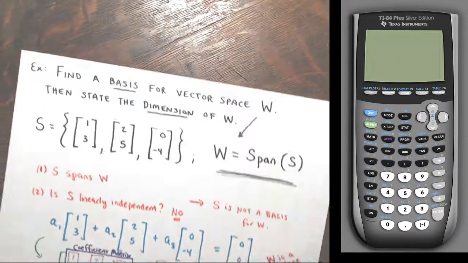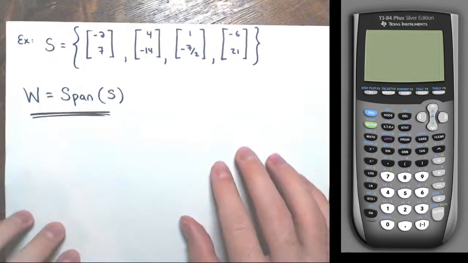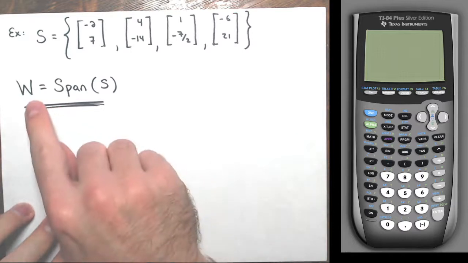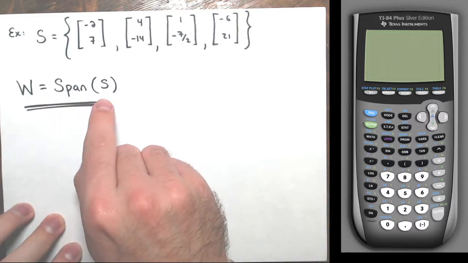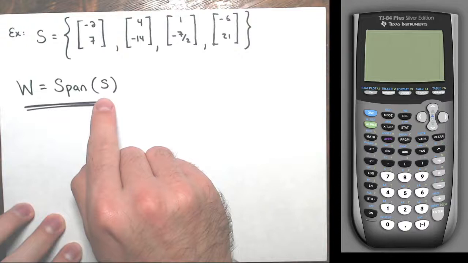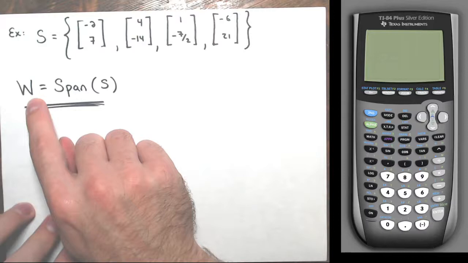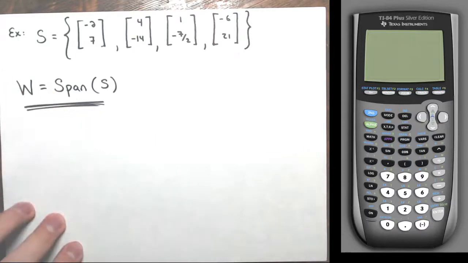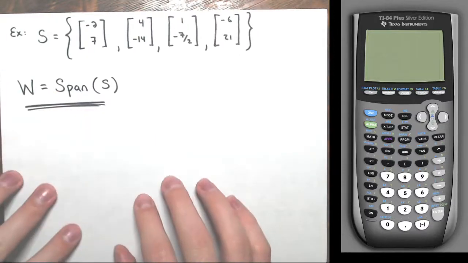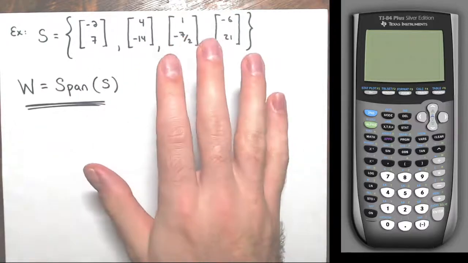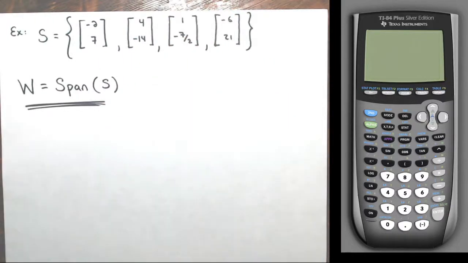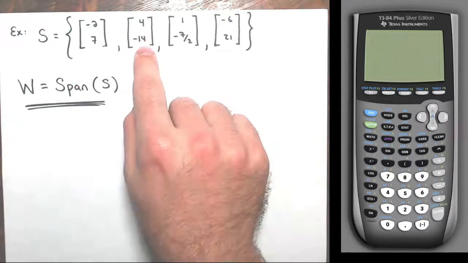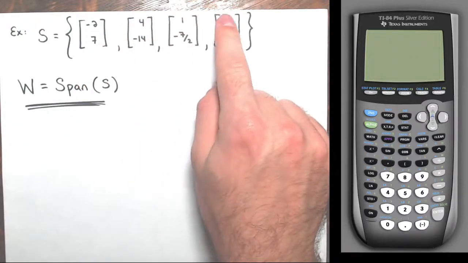All right, next example. Same stuff, same instructions. W is a vector space, the span of some set of vectors. That is always going to be a vector space, the span of a set. I want to find a basis for W, and then if I have a basis, I can state the dimension. All right, so this is again just a bunch of vectors from R2. You have -2, 7, 4, -14, 1, -7 halves, and -6, 21.